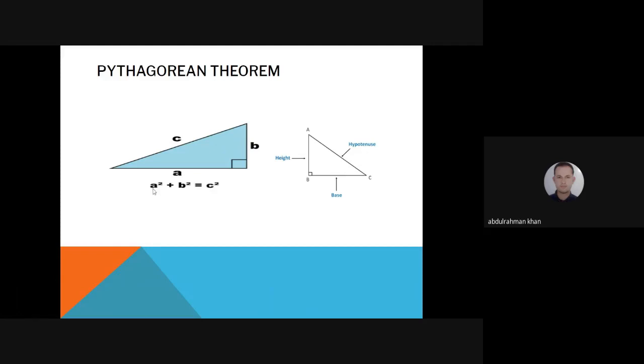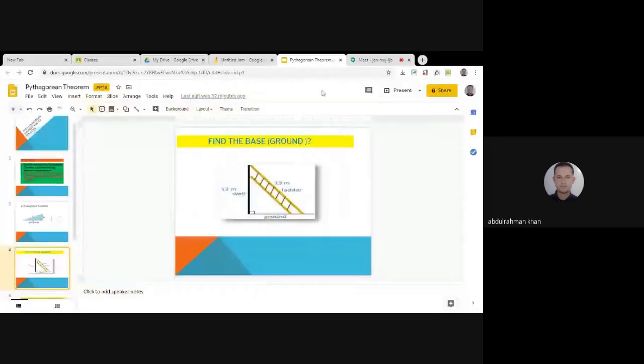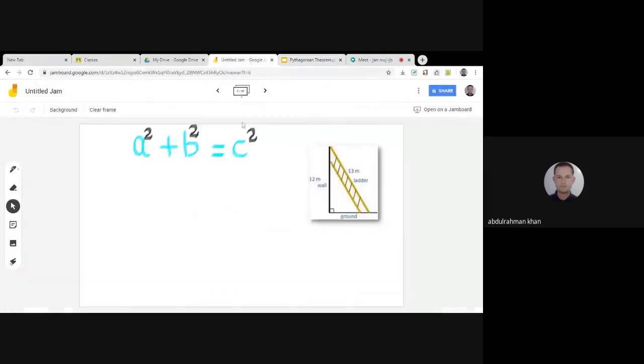Look at this example question and you will understand it. Here we are given that the height of the wall is 12 meters and the ladder is 13 meters. Find the ground distance, that is, find the base. That's how we will find the base. It is very simple, just use the rule. The rule, by the Pythagorean theorem, is a square plus b square equals c square.